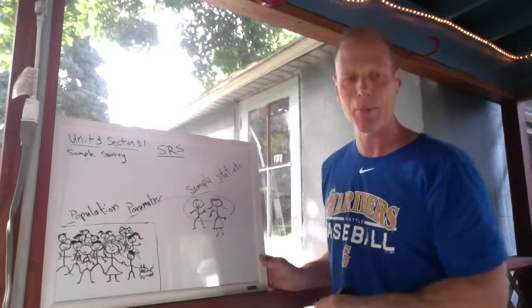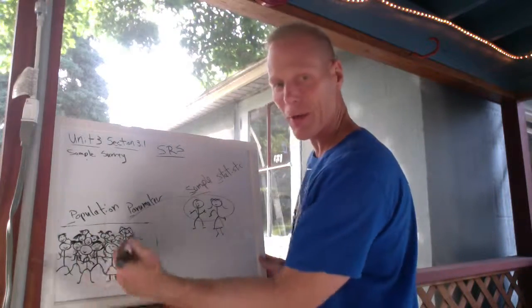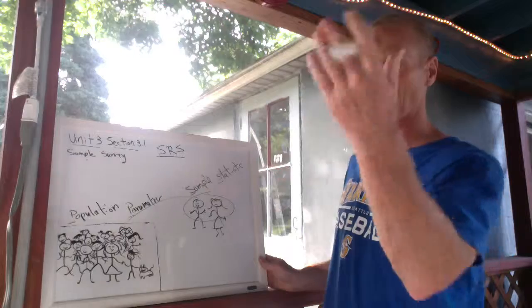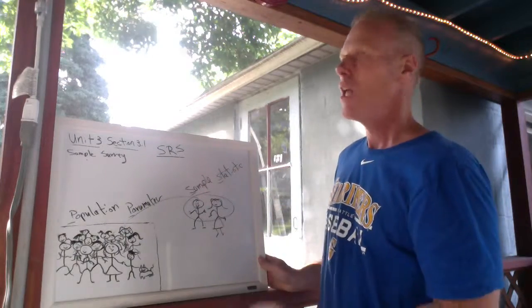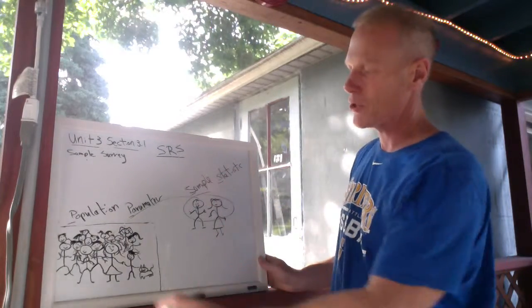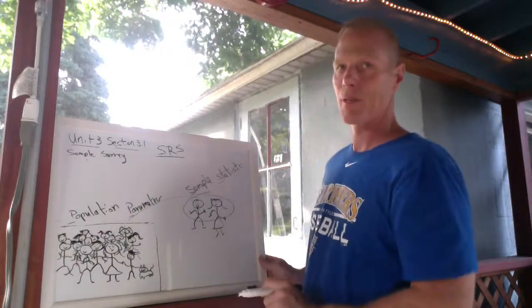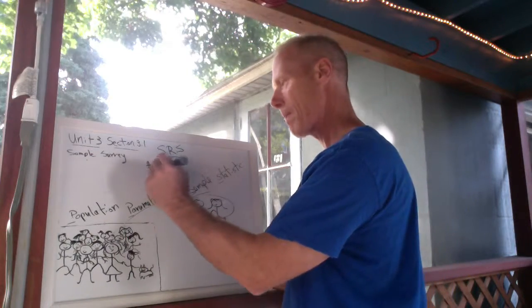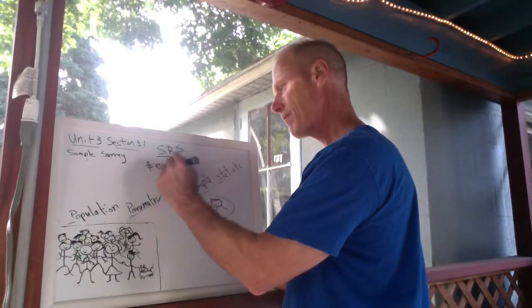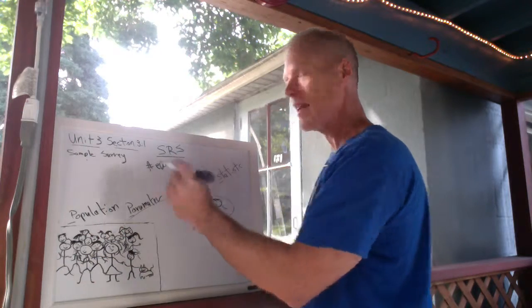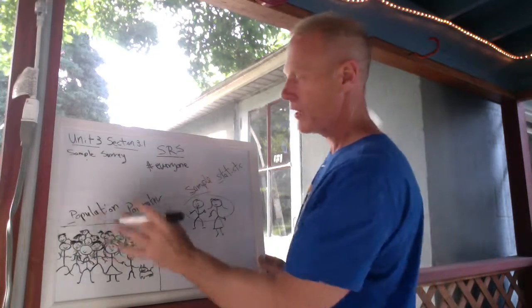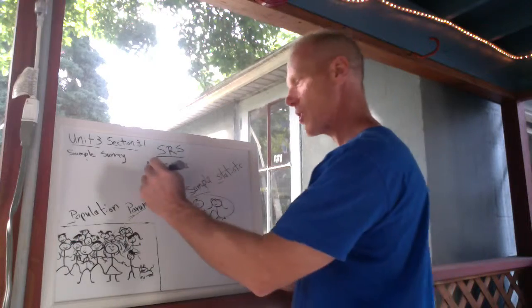In simple random sampling, what we do is we number everybody that we have available to us. Sometimes it's the population, sometimes it's not. But the people that we have available to us, we number everybody. All right, we number them all. And then after we number everybody, I use a random number generator.